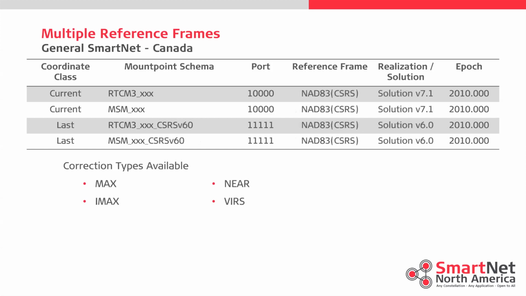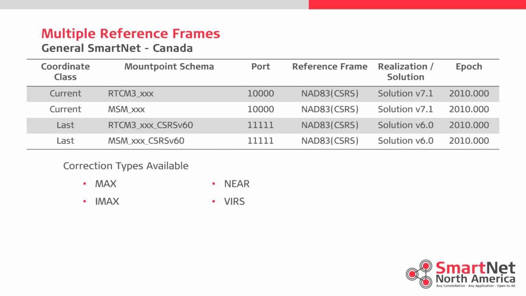In Canada, same thing holds. We will be moving to the new solution on the current mount points, RTCM3, which will be moved to version 7.1. Still, again, same EPIC 2010 for a majority of Canada. And then we'll also have CSRS v6.0 available as a multi-reference frame mount point on port 1111.